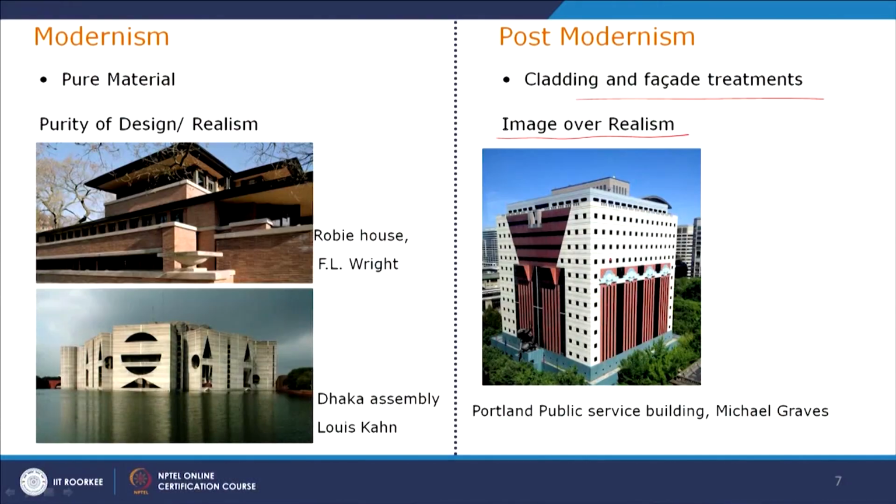So this metal cladding is just a facade treatment, and it gives the texture of a different material which is not used as a construction member. So in this cladding, this is creating a different look of the building. And this building is the Portland Public Service building by Michael Graves again.